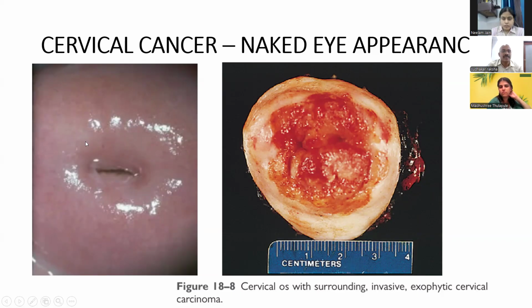So this is a per speculum appearance of the cervix. This is a normal cervix which is appearing shining, very smooth, and pale pink. This is normal. But here you can see a ragged ulcerated lesion, an ulceroproliferative lesion. This is the carcinoma of cervix, the cervical cancer. This is the gross, naked eye appearance of the carcinoma cervix.